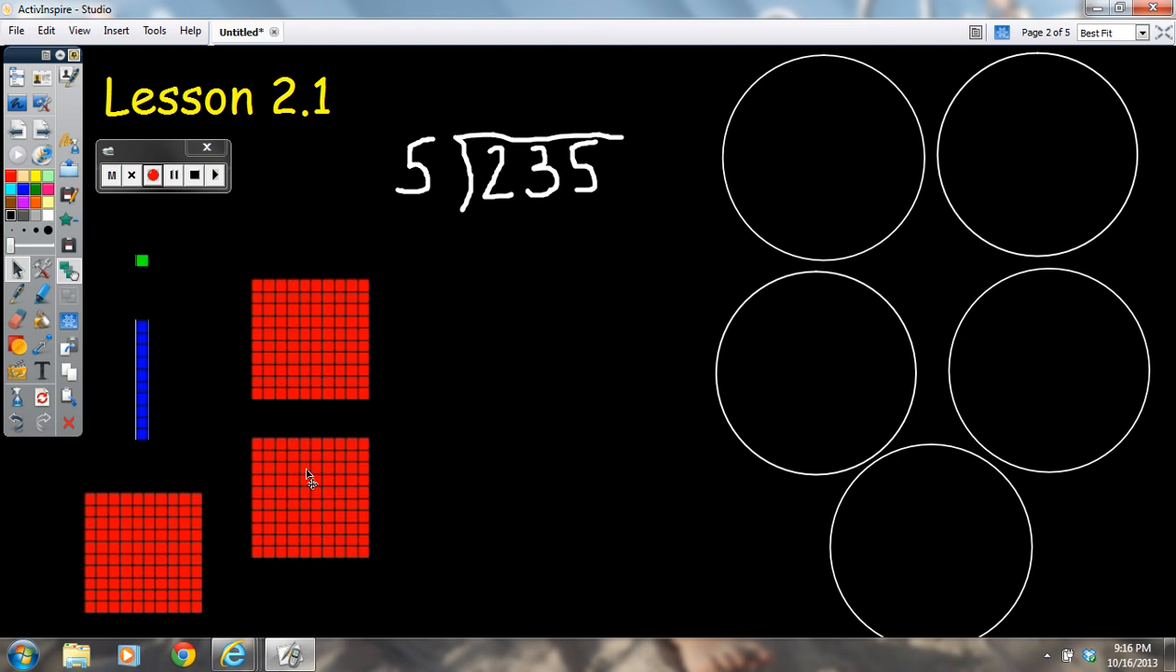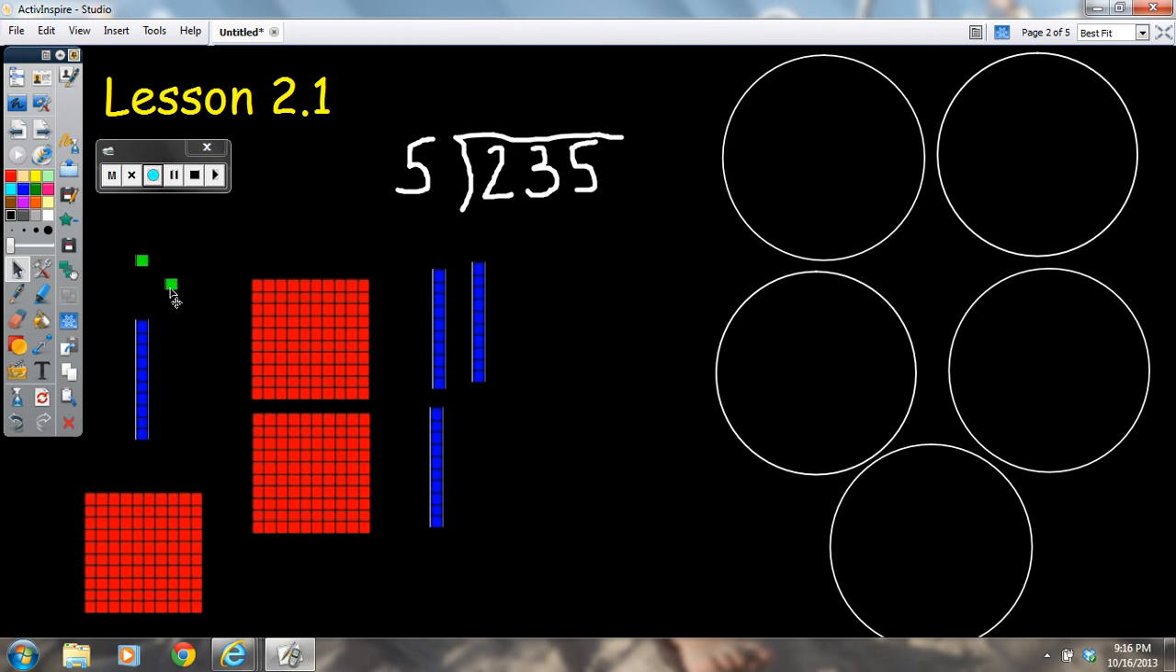I have 2 hundreds, so I'm going to take 2 hundreds blocks to represent the 2 hundreds. I'm going to take my 3 tens, because I have 3 in the tens place. And I'm going to take my 5 ones, because I have a 5 in the ones place. Now, I need to take each of these blocks and divide them up equally into these 5 groups.